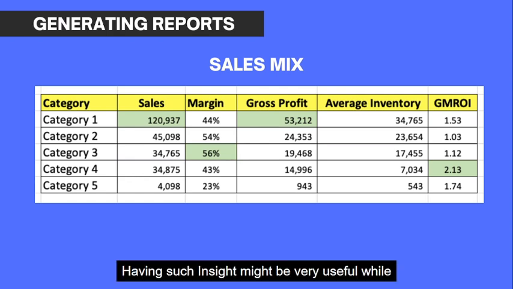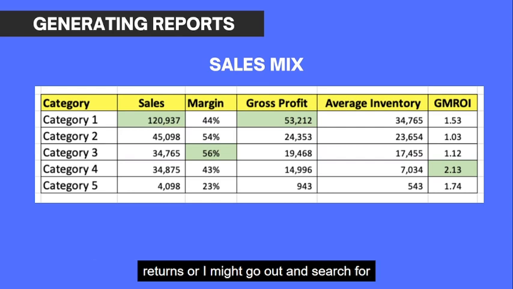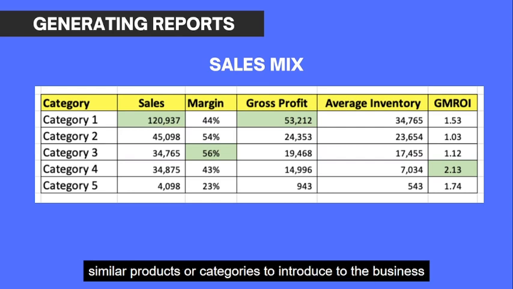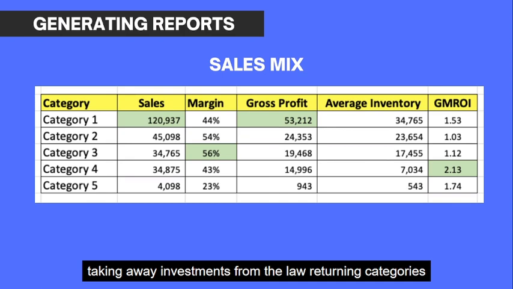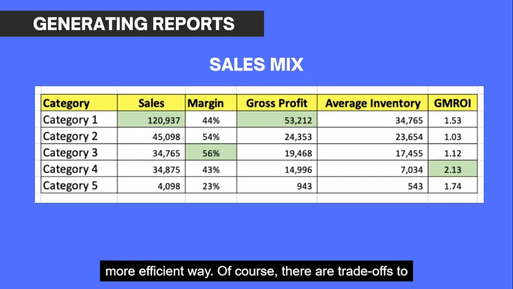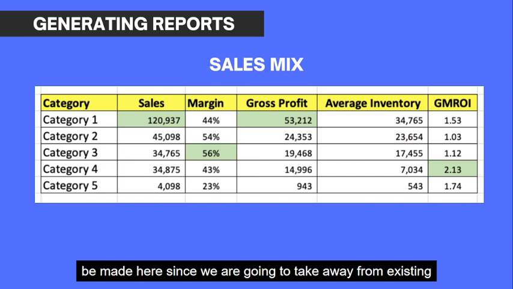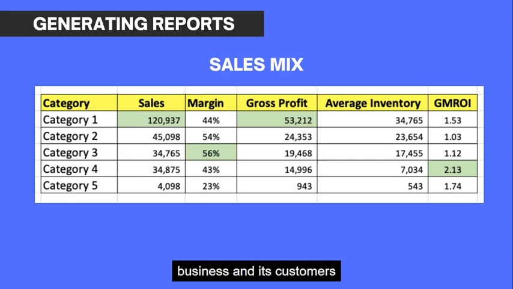Having such insight might be very useful while making planning decisions, as I might choose to allocate more money to the category with the higher returns, or I might go out and search for similar products or categories to introduce to the business that will give me similar returns and start taking away investments from the low-returning categories or vendors and use this money in a more efficient way. Of course, there are trade-offs to be made here, since we are going to take away from existing categories, so deeper research is required to make sure such a move will be beneficial for the business and its customers.